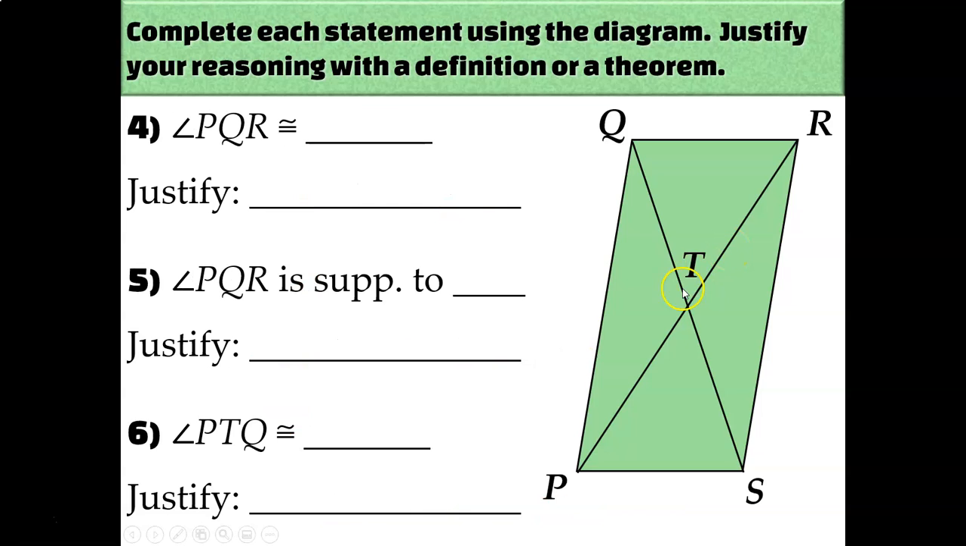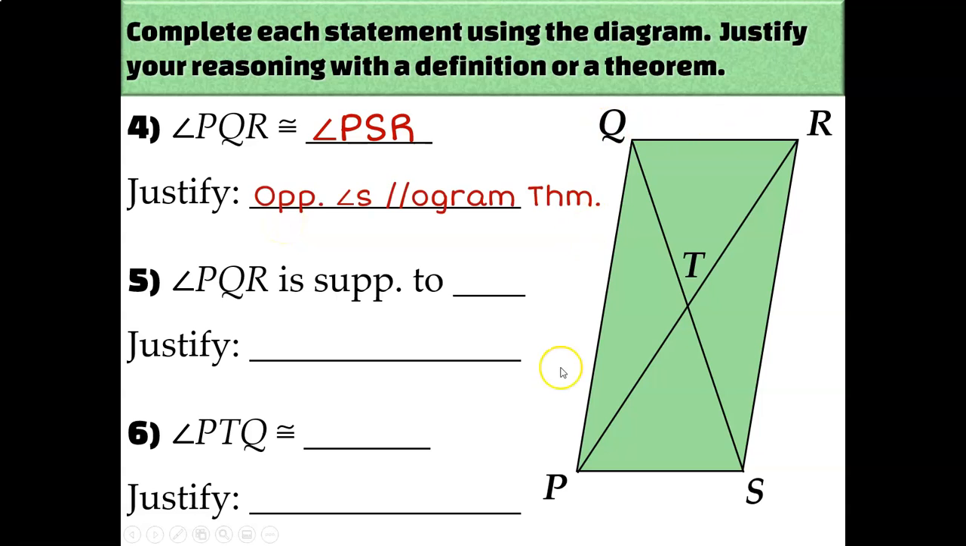Let's talk about the angles. Angle PQR, so we could call it angle Q if there wasn't these annoying little diagonals in the middle. This angle right here is congruent to this angle down here, angle S, which we have to call angle PSR. And that reason would be the opposite angles of a parallelogram theorem.